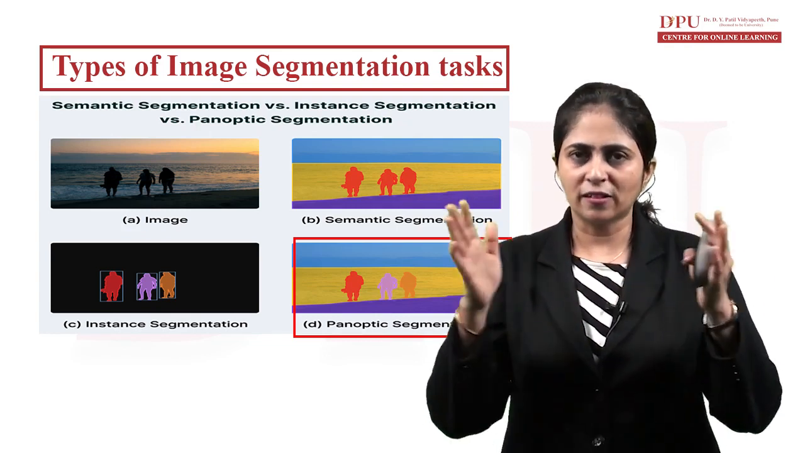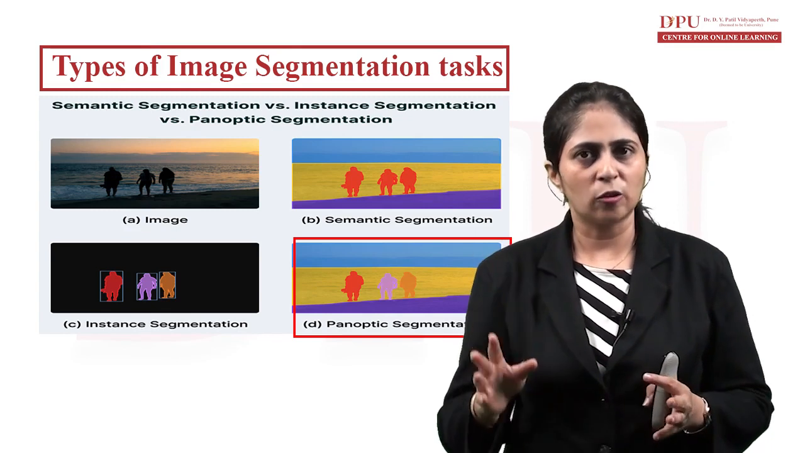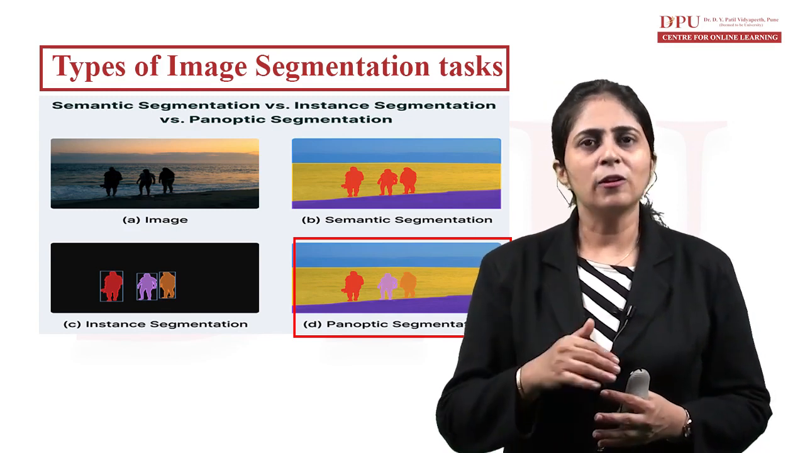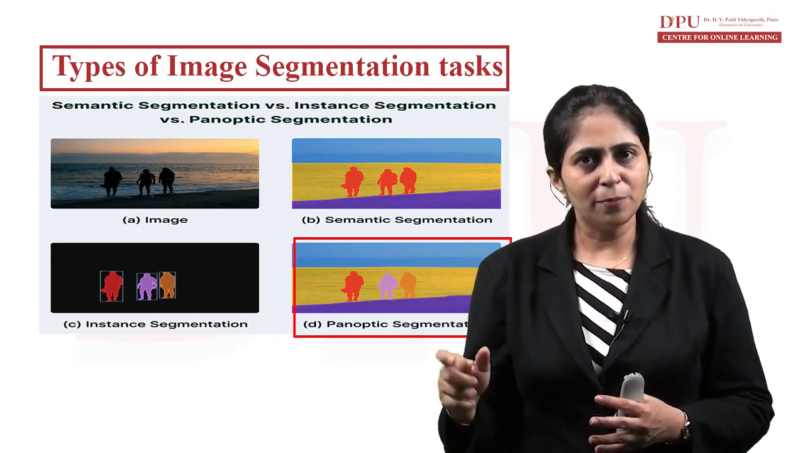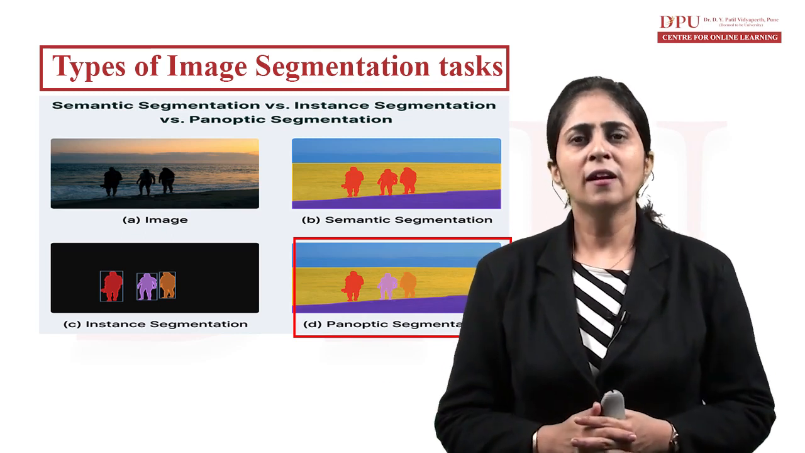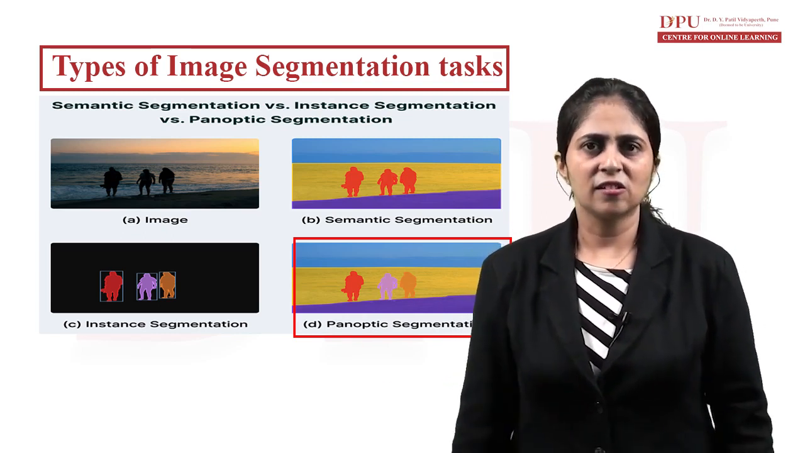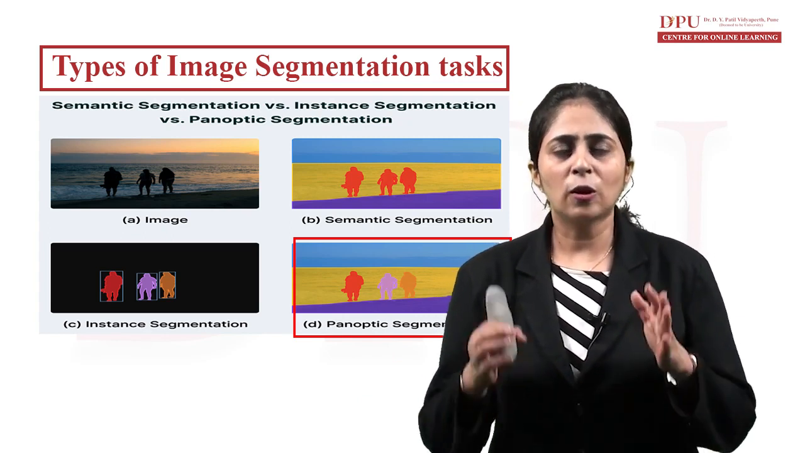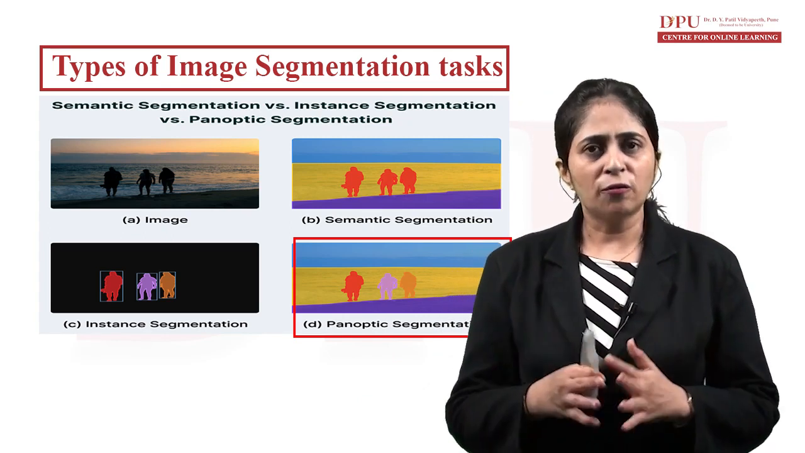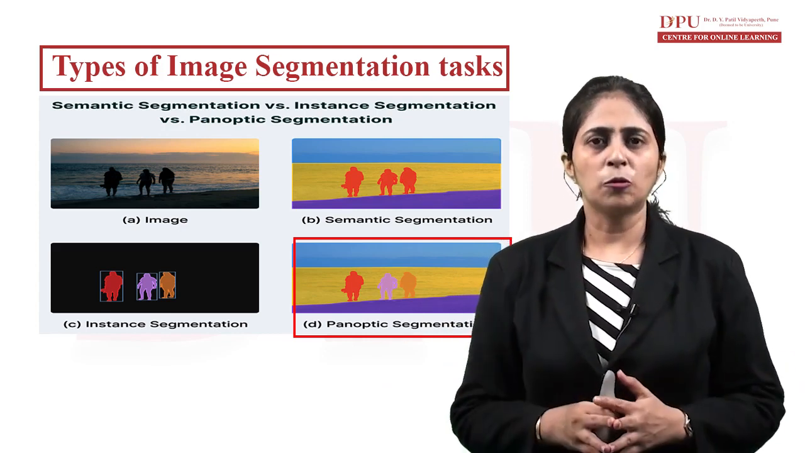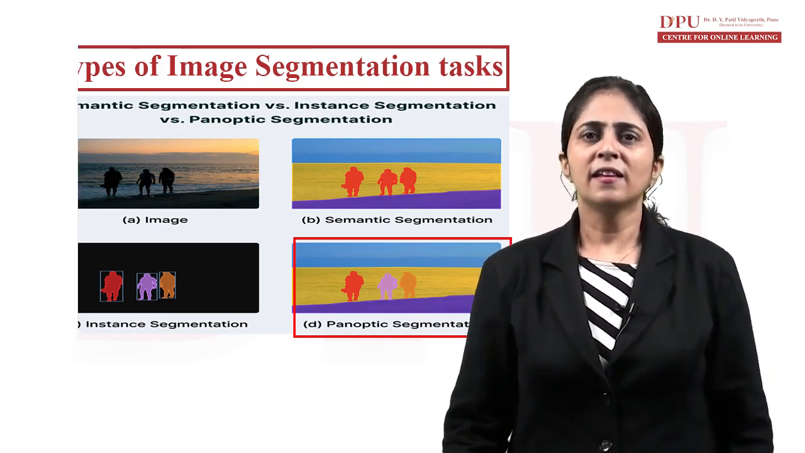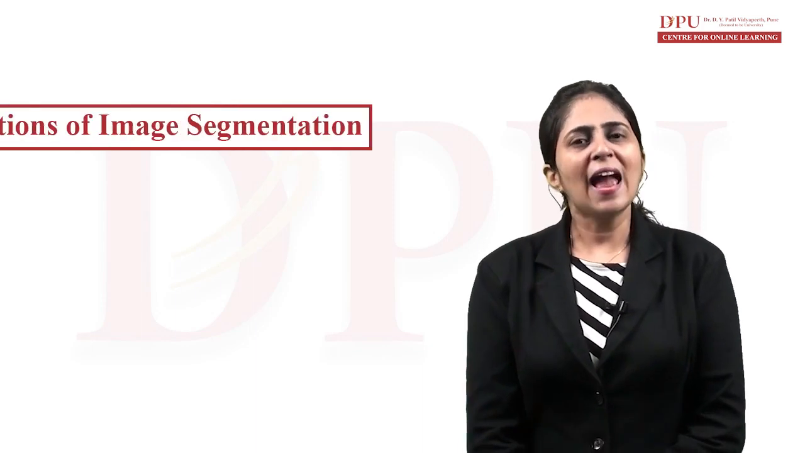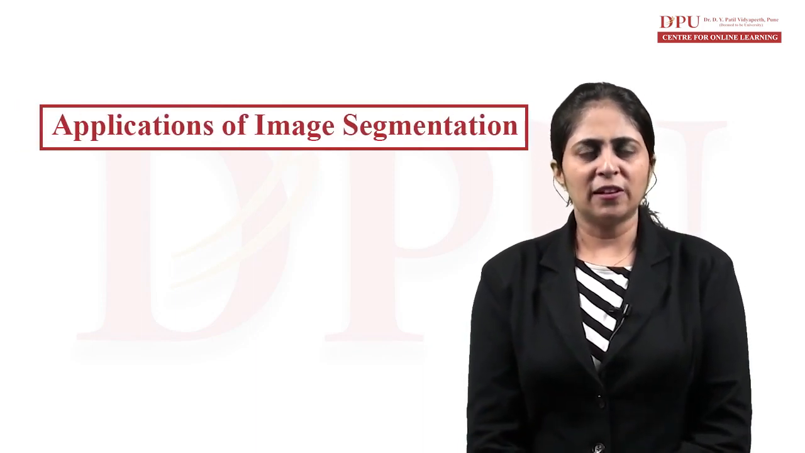That means it will classify this whole image into a particular class, and then it will also classify all the objects and the nearby surrounding in particular instances. So for applications like self-driving cars, where we require a great amount of data to understand the surrounding, we use panoptic segmentation. Talking about the applications of image segmentation.